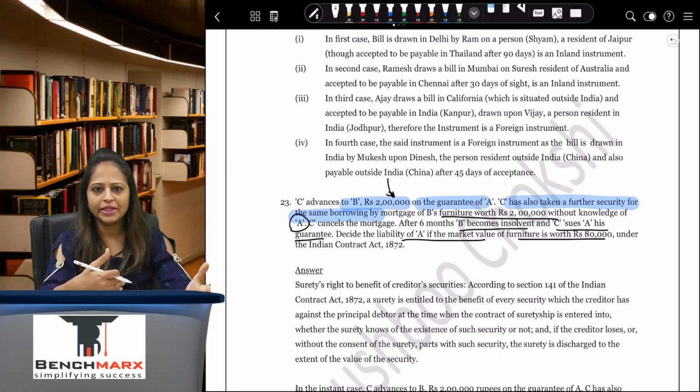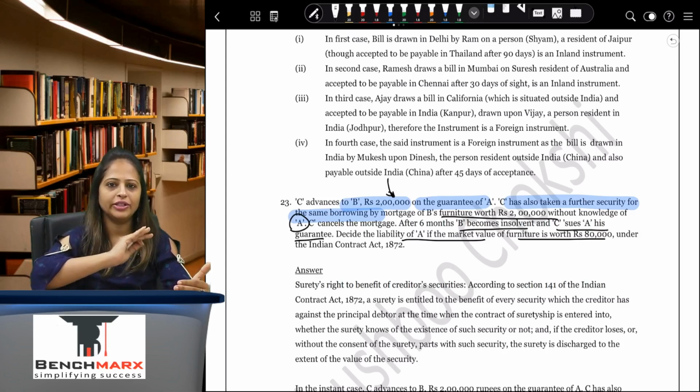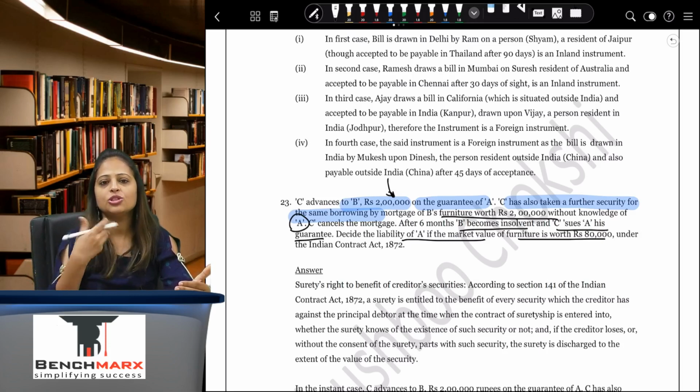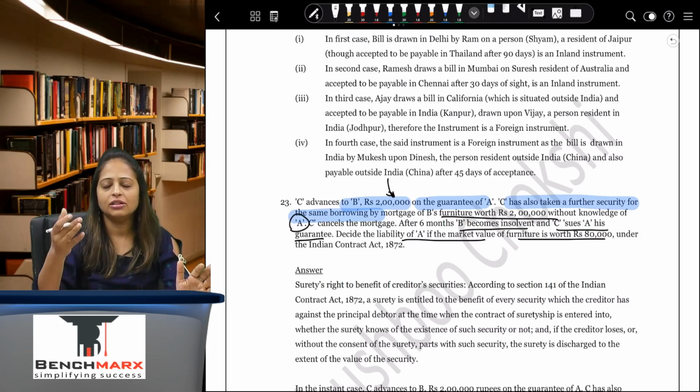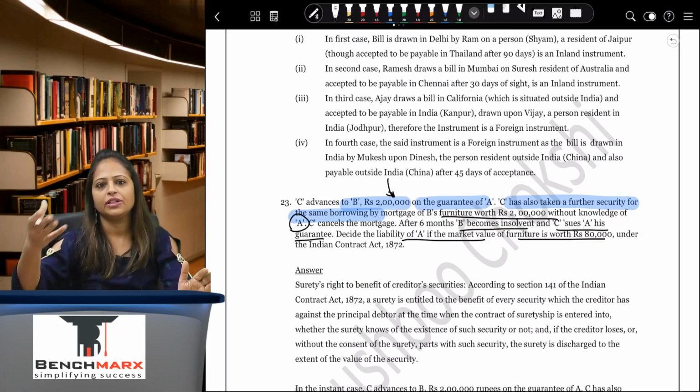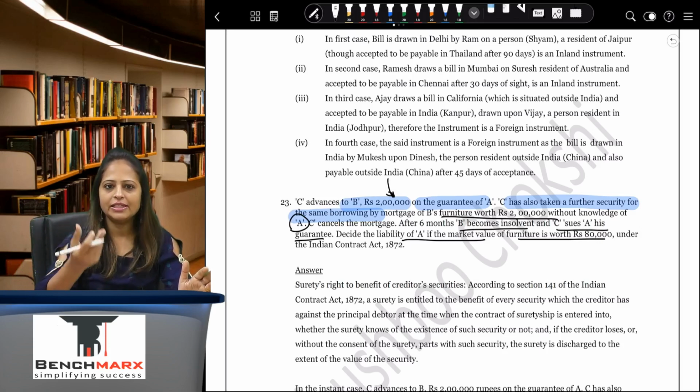So here the principal debtor has defaulted in payment, so that is why the surety will have to make the payment. But when the surety is making the payment, going to the rights of the surety against the creditor is that if the creditor has any asset, whether the surety knows about it or doesn't know, doesn't matter. But if the creditor has taken any assets as security from the principal debtor, then the surety will get the benefit of those assets when he is making the payment.